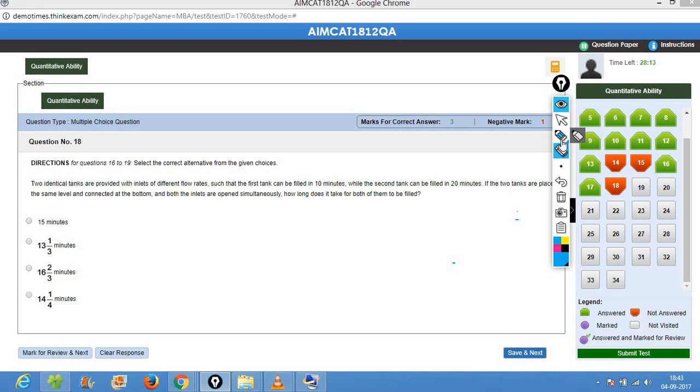So instead of assuming two identical tanks, let's make one tank. Instead of the first tank being filled in 10 minutes, this tank can be filled in 20 minutes and the other in 40 minutes, because all of the flow is going into one tank. So I just merge both. So I can say 20 into 40 upon 20 plus 40, that is 800 upon 60.